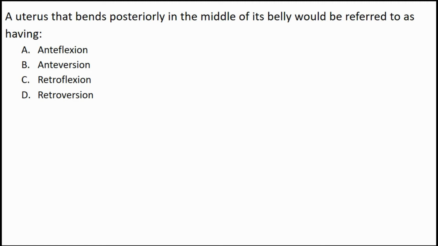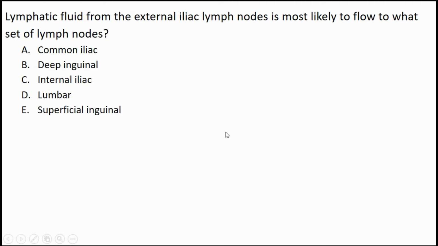Alright, it's bending posteriorly, so we're going to know that that's retro, one way or the other, and it's in the middle of the body, so that's going to be retroflexion, C. Retroversion would be if the entire uterus is hanging posteriorly, but since it's bent, that is retroflexion. Question 17.